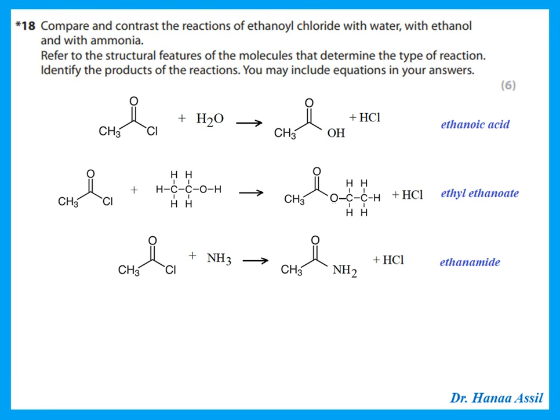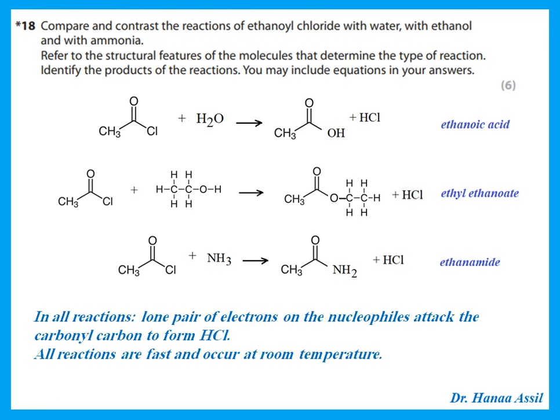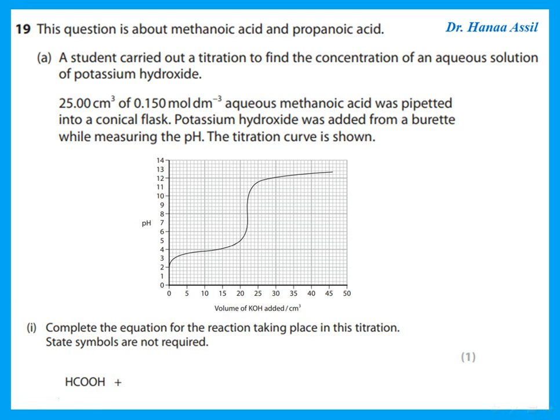These are the names of the different products, but what happened in all of them, because he wants the type of reaction, is that the lone pair of electrons on the nucleophiles attack the carbonyl carbon. So this is a nucleophilic reaction to form HCl. So all of them form HCl. They give different products, and we wrote the names of each product. All of them are fast reactions. Remember that acid chlorides react very quickly at room temperature.